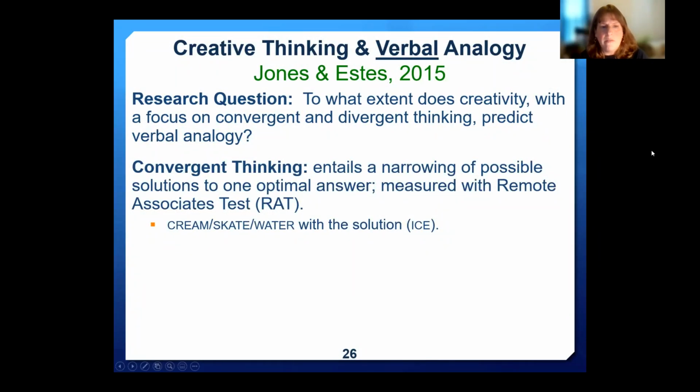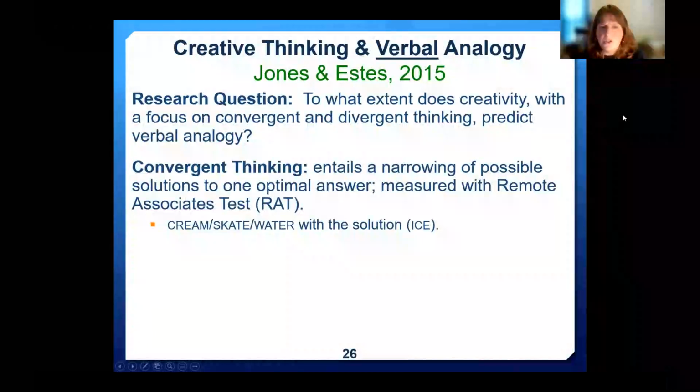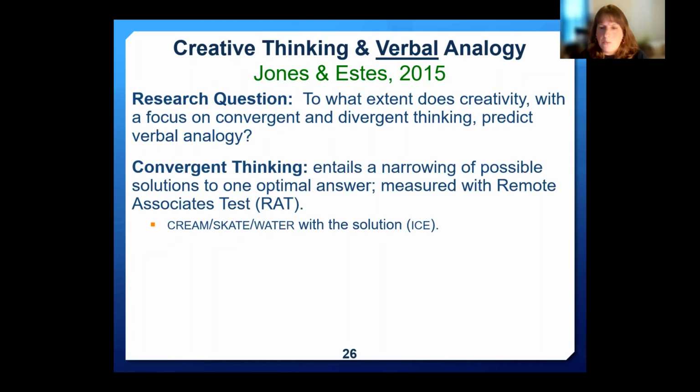So in terms of the convergent thinking, this entails a narrowing of possible solutions to one optimal answer. And we measured that with the remote associates test, particularly the compound remote associates test, such that the solution, which the participant had to generate for each triad, would fit with each of the words in the triad. Ice cream, ice skate, ice water. In some of the other triads, the solution word might come after one of the triad words.